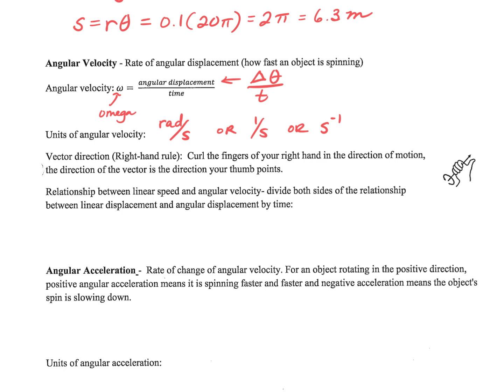So angular velocity will always be the same for all the objects on the disk, but linear velocity is the one that changes. All the linear ones are going to change. All the angular ones are going to stay the same for everything on the same disk.